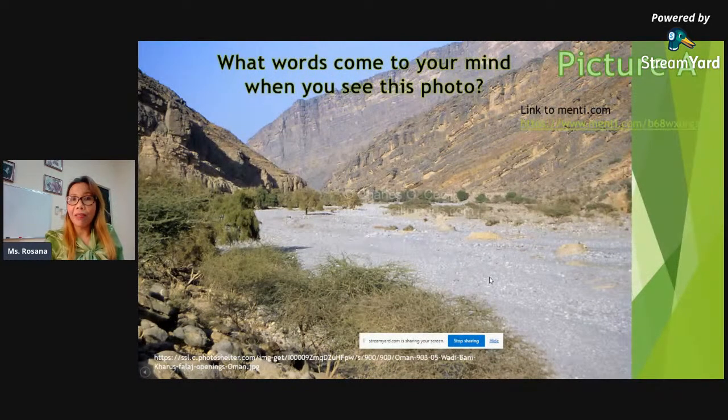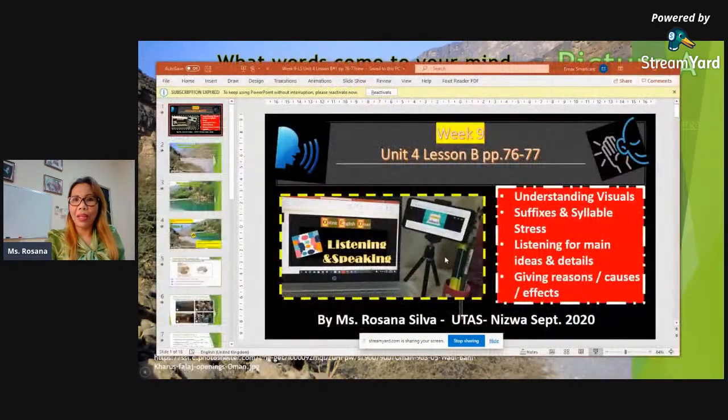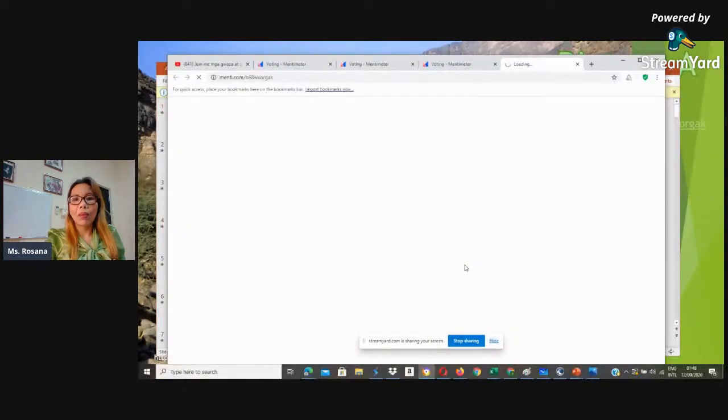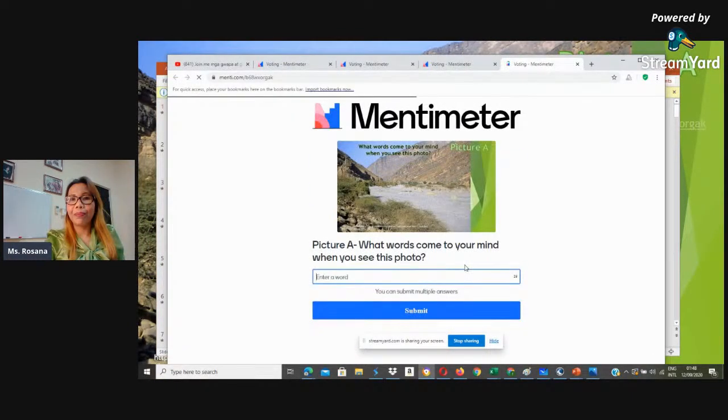Now for the first activity, I'm going to show you some photos and then you are required to write down the words which come to your mind when you see the photos. So we will start with picture A. Now when you click on the link, it will open up the presentation to menti.com. Now let's open this and see what we've got.